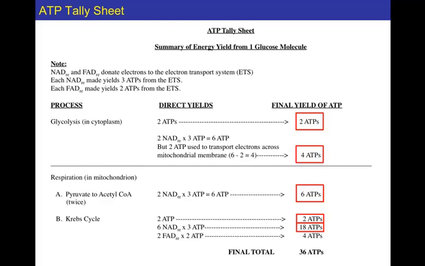Next, recall that 6 reduced NADs are produced by the 2 turns of the cycle required to break down the full glucose molecule. These 6 reduced NADs are each converted into 3 ATPs for a total of 18 ATPs.